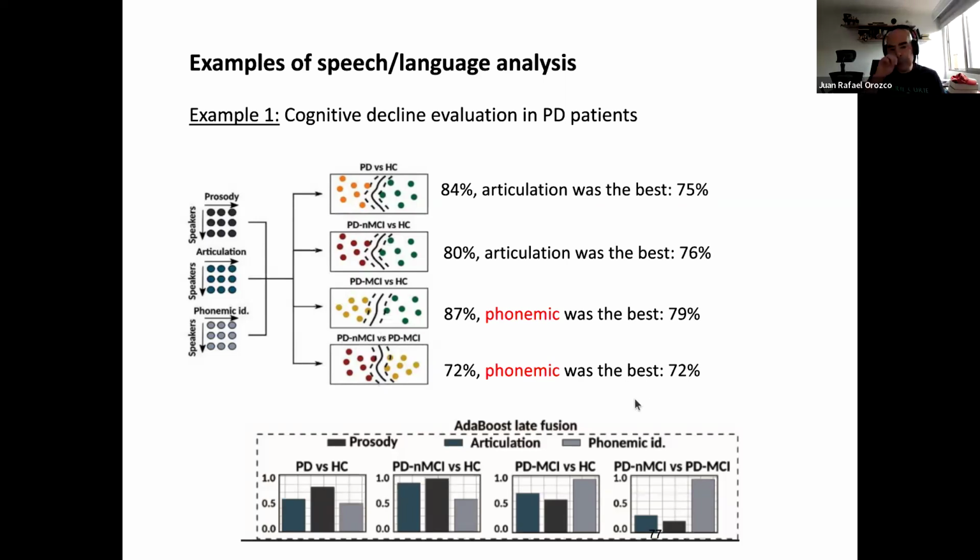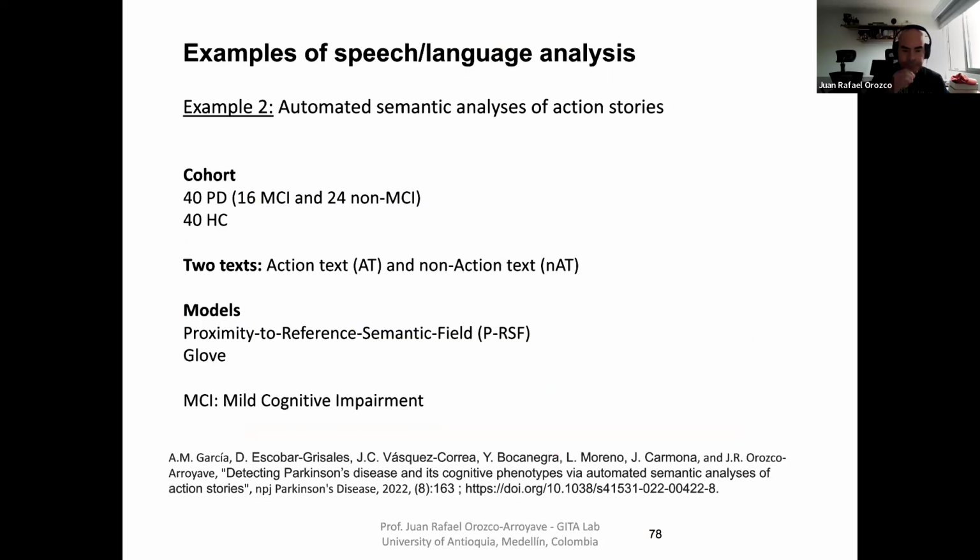So this opened a new hypothesis: probably the planning for producing correct phonemes is being impaired, and is even more impaired when the patient started to suffer from dementia or a mild cognitive impairment. Of course, this is a hypothesis based on this evidence, but more experiments are necessary to clarify this question.